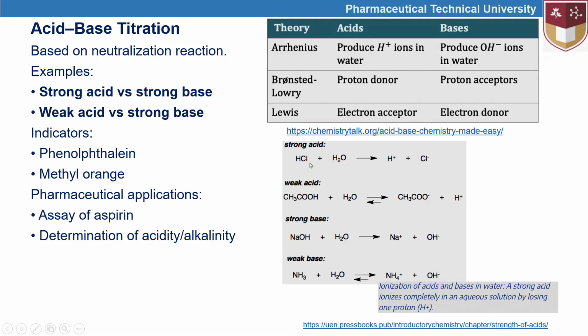Hydrogen chloride, for example, is a strong acid. Acetic acid is a weak acid. Sodium hydroxide is a strong base, and ammonia is a weak base. And according to ionization of acids and bases in water, we can claim that a strong acid is the one that is ionized completely in aqueous solution by losing one proton.